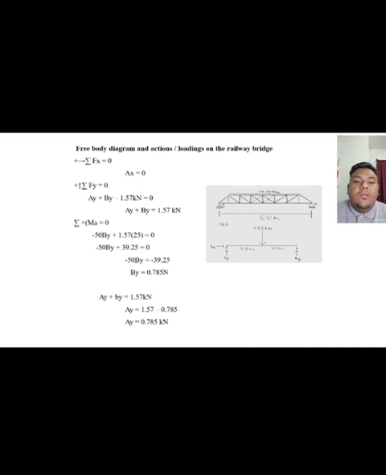Total Fx equals 0, so Ax equals 0. Total Fy, upwards positive, equals 0: Ay plus By minus 1.57 kN equals 0, so Ay plus By equals 1.57 kN. Total moment at point A, positive clockwise: negative 50 By plus 1.57 times 25 equals 0, so By equals 0.785 kN. From the y-axis, Ay plus By equals 1.57, substituting By as 0.785, so Ay is 0.785 kN.